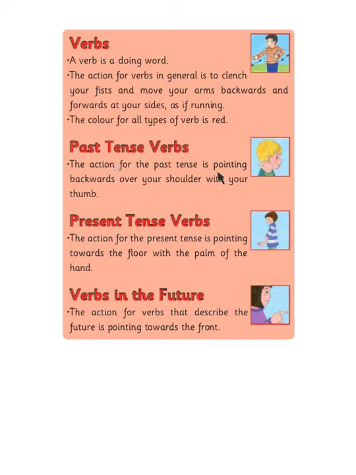The action for the past tense is pointing backwards. The action for the present tense is pointing towards the floor with the palm of the hand. Verbs in the future: the action for verbs that describe the future is pointing towards the front. Some examples for verbs are run, walk, jump, write, read, smile, skip, walk, talk, look.